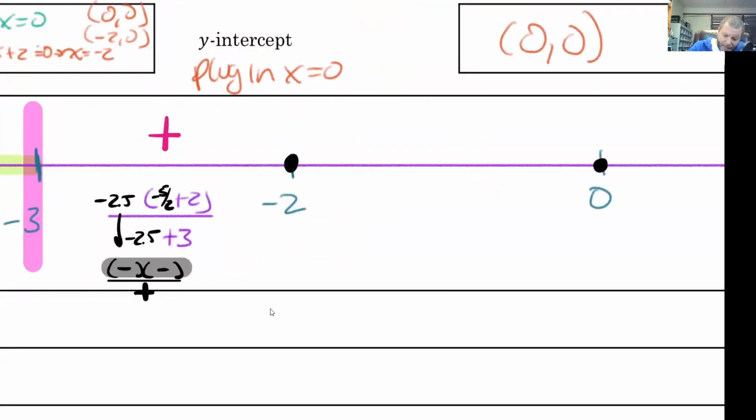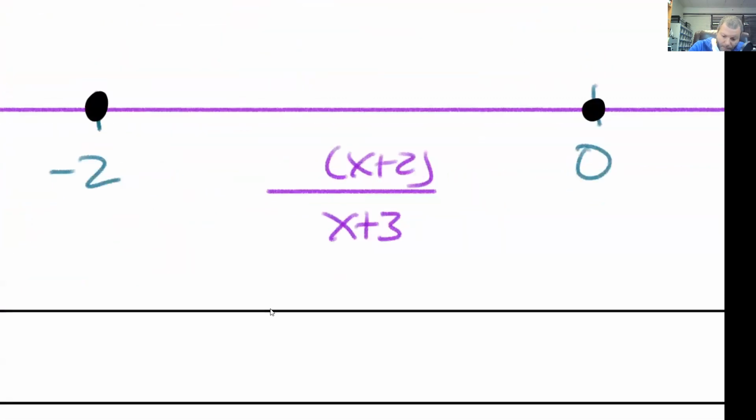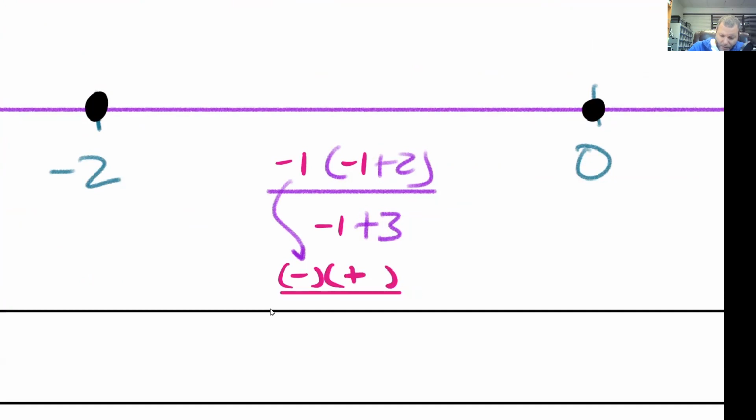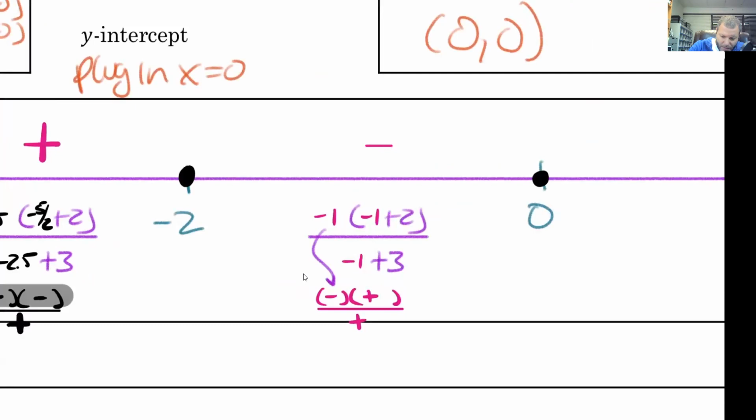If I choose anything in this interval from -2 to 0, like -1, so you would get -1, -1, -1, right? So that's going to be a negative number. -1 plus 2 is going to be a positive number. -1 plus 3 is also going to be a positive number, right? So in this case, we only have one negative, just that one right there. So our function is going to be negative on this interval.